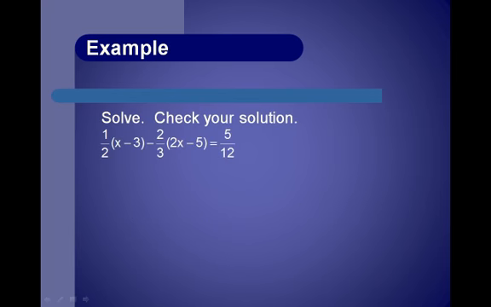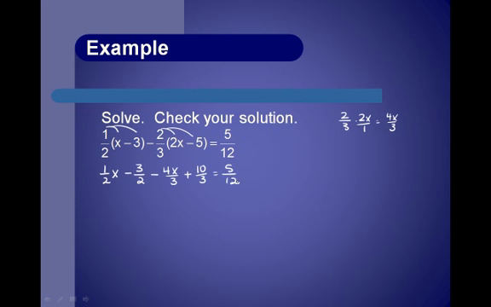Okay, what about one like this? First thing we want to do is clear out the parentheses. So we're going to multiply everything in the parentheses by the number out front. That would give us 1/2 x minus 1/2 times 3 would be 3 over 2, minus 2 over 3 times 2x, 4x over 3. And then a negative 2/3 and a negative 5 would give us a positive 10/3.